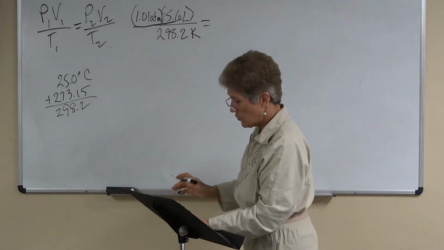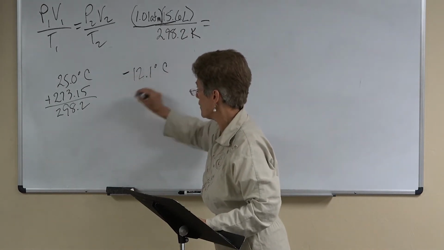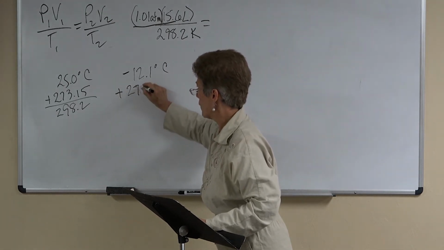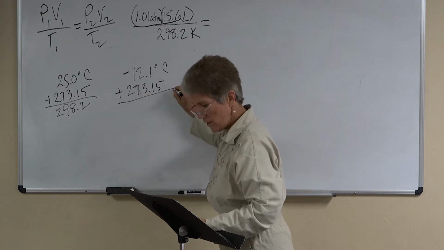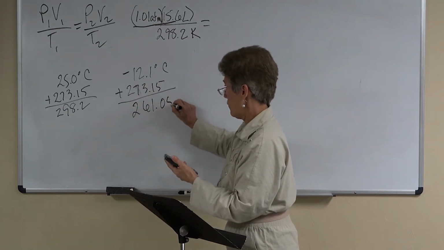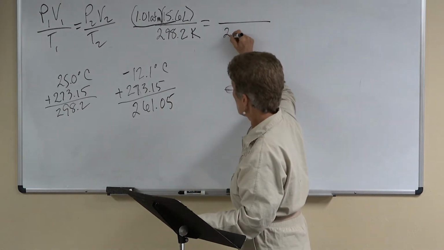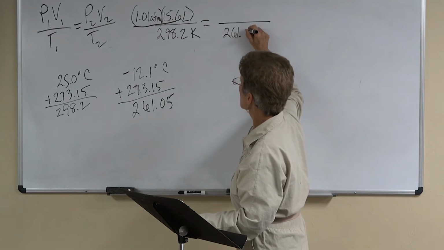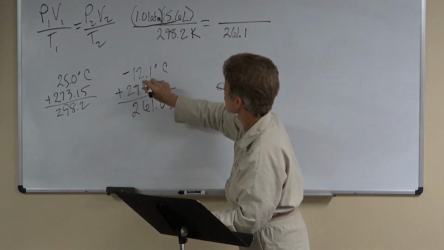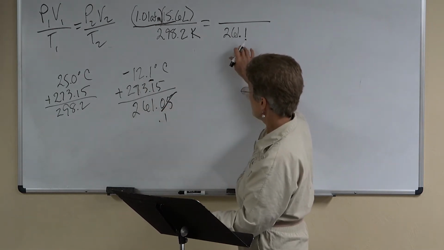It rises to an altitude where the temperature is negative 12.1 degrees Celsius plus 273.15 gives me 261.05. Rises to an altitude. Okay, so the new temperature is 261.1 because we can't use that because that goes to the tenths place. So this has got to go to 0.1, okay, Kelvin.